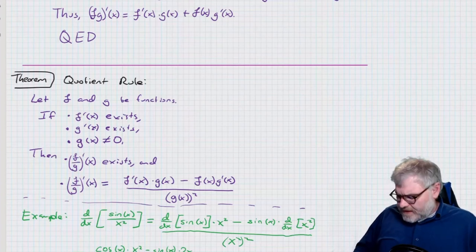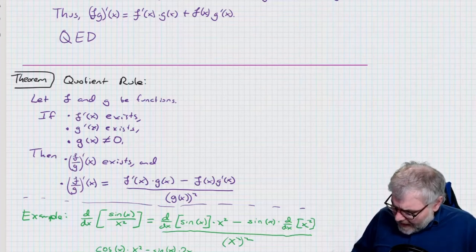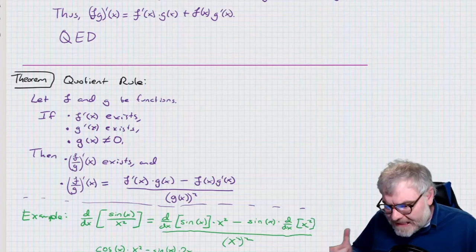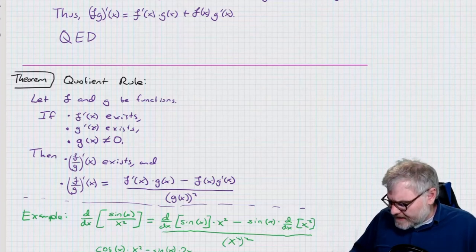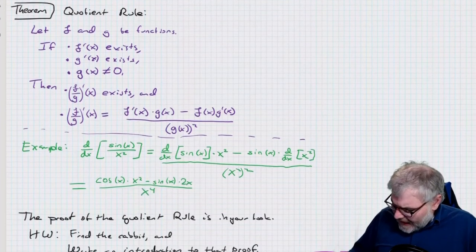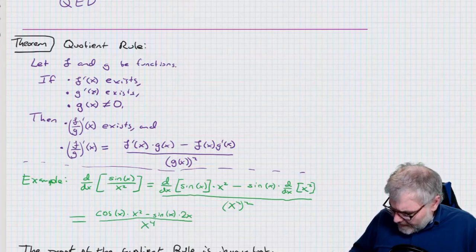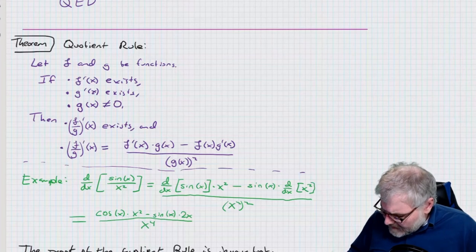Now, if these three things are met, that means that (f over g)'s derivative at x exists. And look at the formula here. I've got f prime of x times g of x minus f of x times g prime of x, over g of x squared. So, for example, if I have the derivative of sine of x over x squared, I'm going to wind up splitting that up, sort of like the product rule, except there's a minus in here.